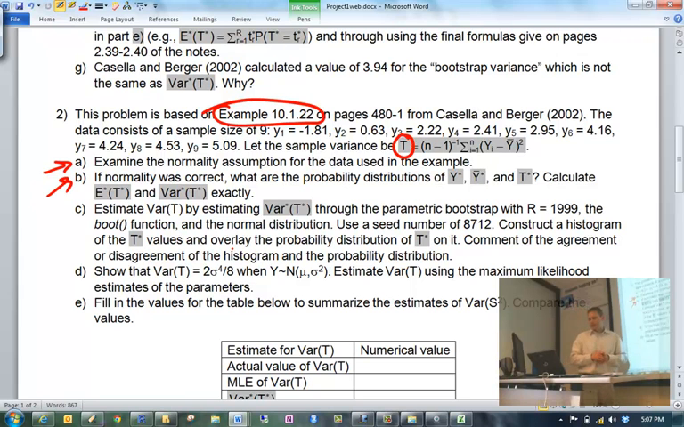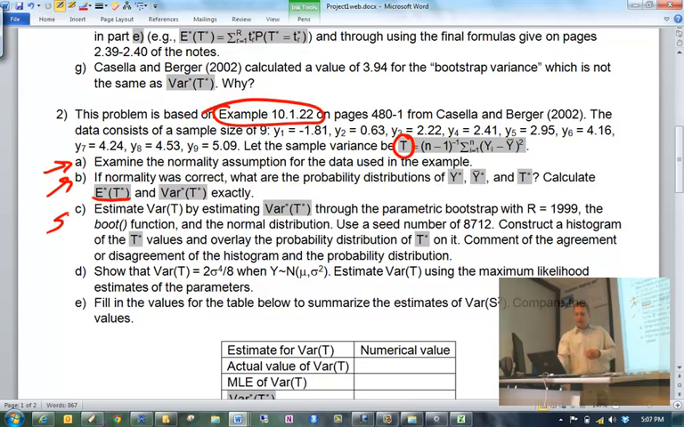Part B. If normality was correct, what are the probability distributions for y star, y bar star, t star? We've actually already kind of talked about that earlier today. I'll let you go back to the notes to find that. Also, what would be the expected value star of t star, and the variance star of t star as well?